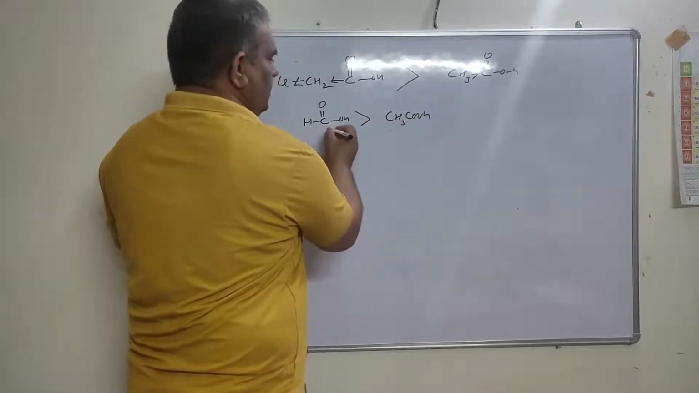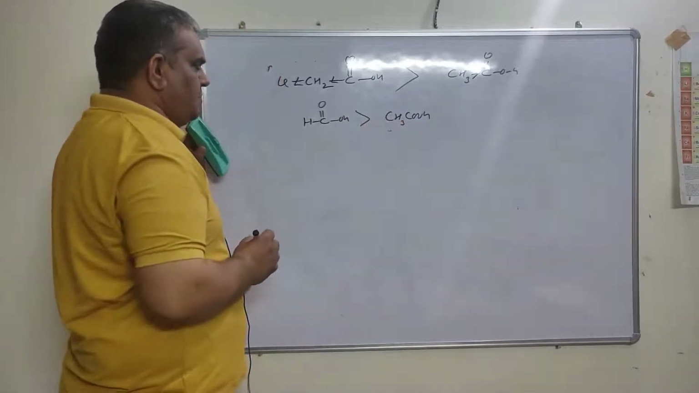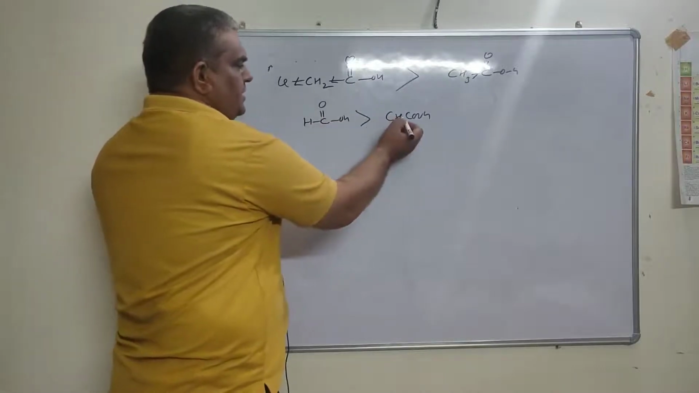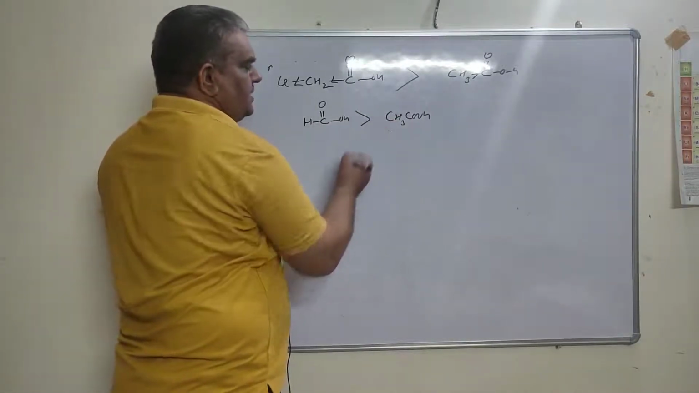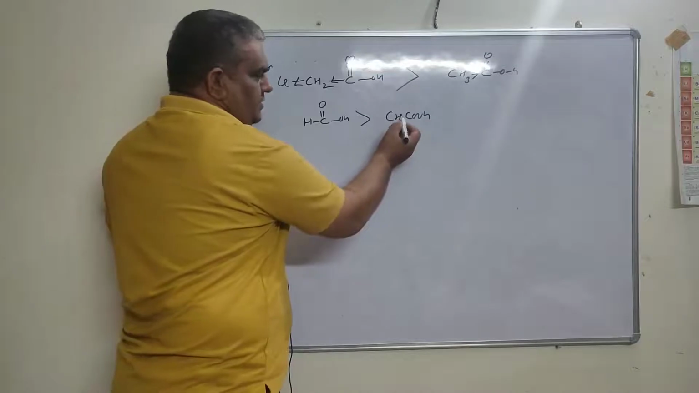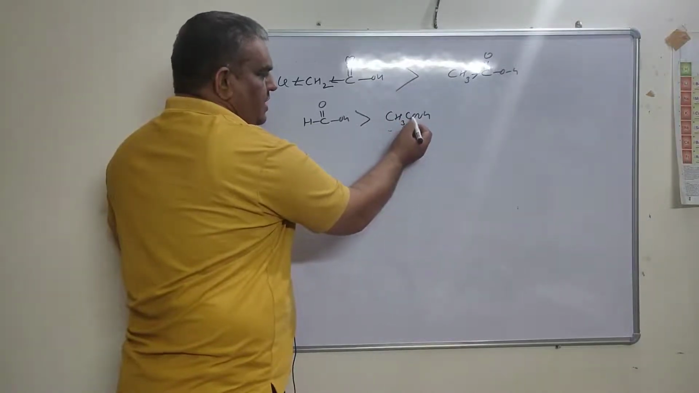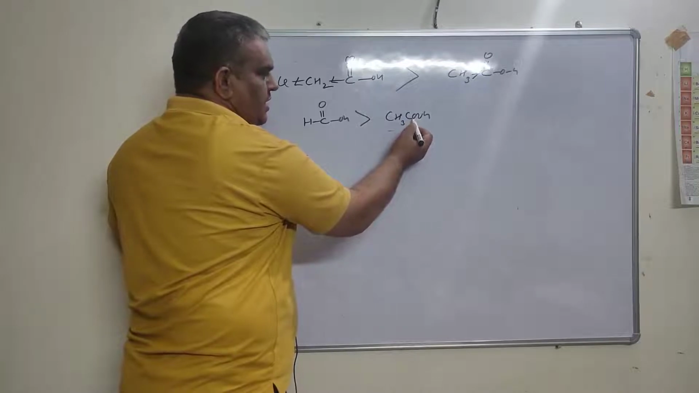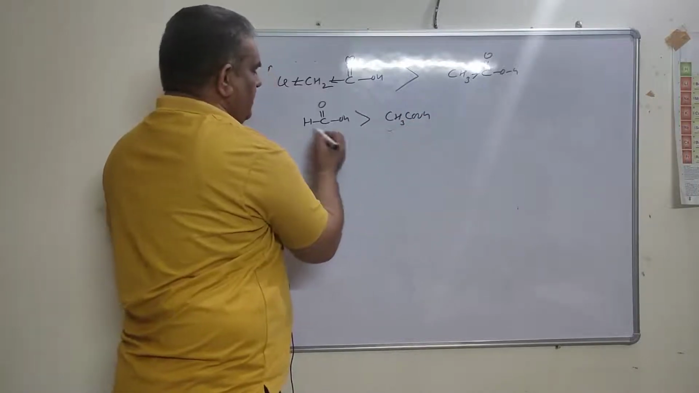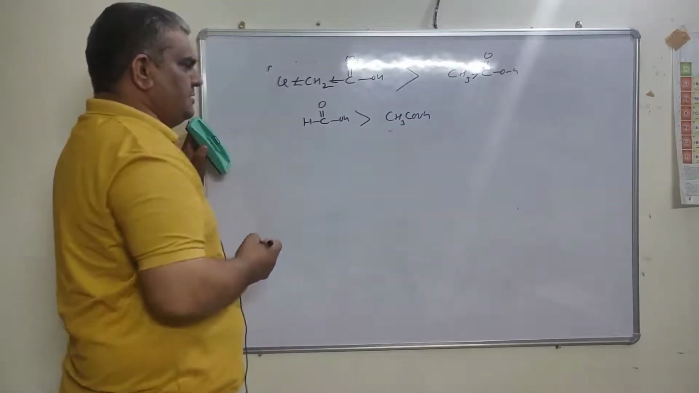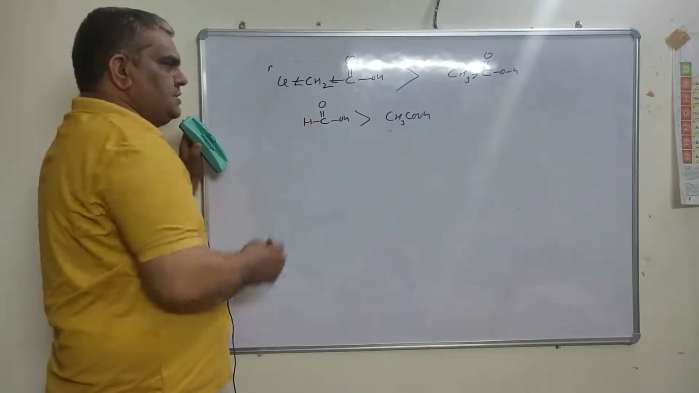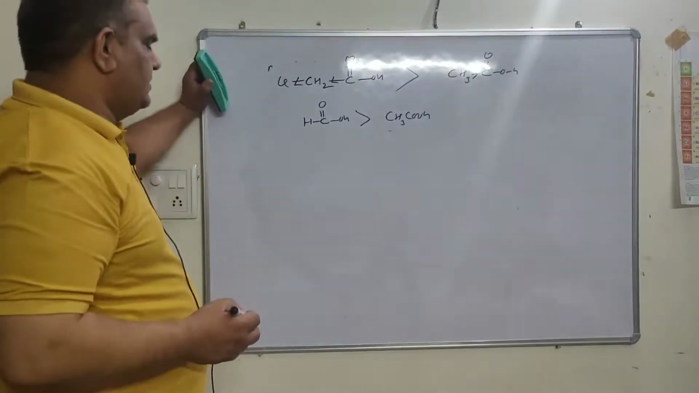The formic acid is stronger than the acetic acid because in acetic acid the methyl group is an electron donating group, and this electron donating group intensifies the negative charge by donating electrons and destabilizes the conjugate base. In formic acid there is no such destabilizing effect, so formic acid is stronger than acetic acid.